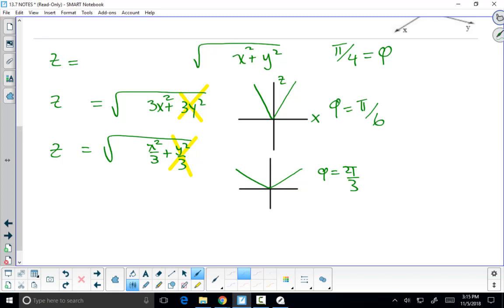How do you not have those switched, pi over 6 and pi over 3? Because phi rotates from the z axis, from the top. Yes, phi rotates from up there. So those are the only 3 choices: pi over 6, pi over 4, pi over 3.